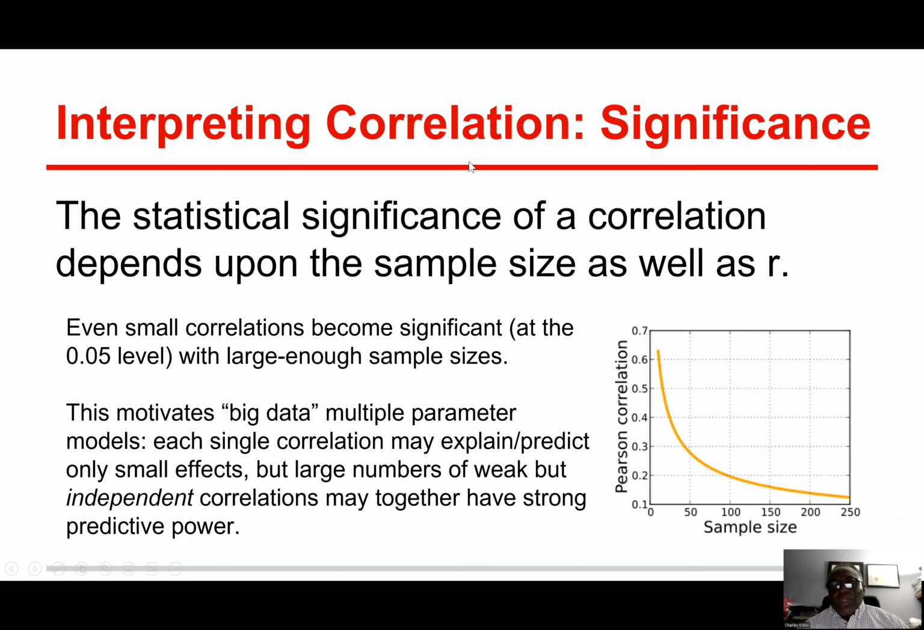Now, we can also interpret the correlation in terms of significance. The significance of a correlation depends upon the sample size as well as the R value. Even a small correlation becomes significant at the 0.05 level with a large enough sample size. And we also know that in hypothesis testing or even regression analysis, sample size is very important. So sample size may have an effect on the outcome.